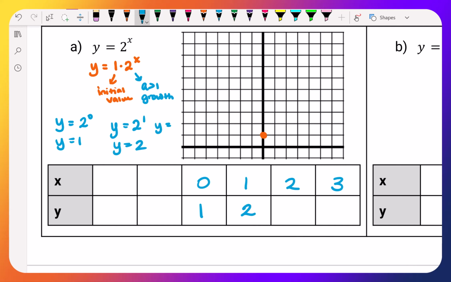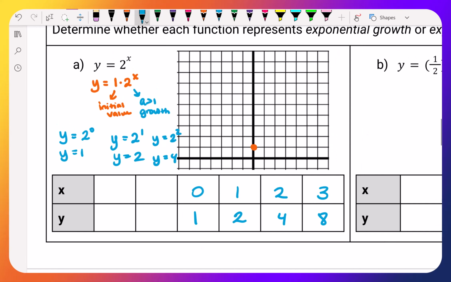And then 2 to the power 2 is 4. And 2 to the power 3 is 8. We should all have those memorized anyway. You can go backwards, okay? Nothing is off limit. Your domain goes all the way from negative infinity to positive infinity.